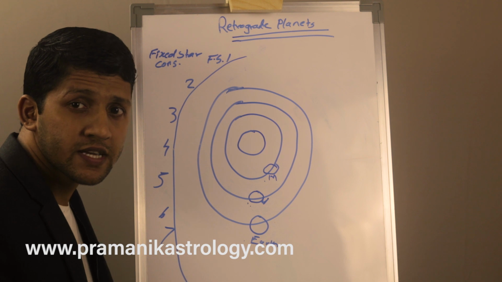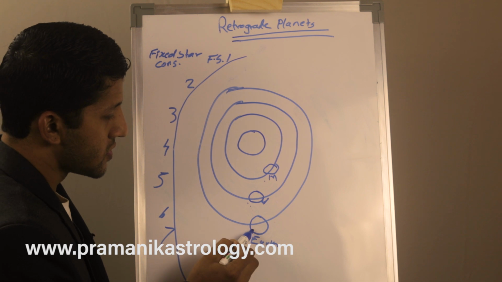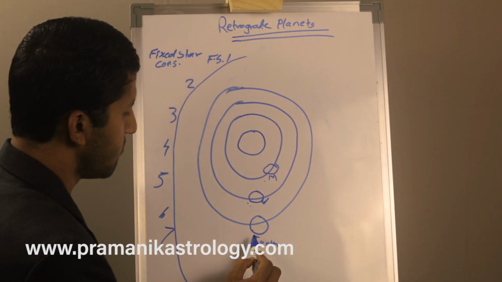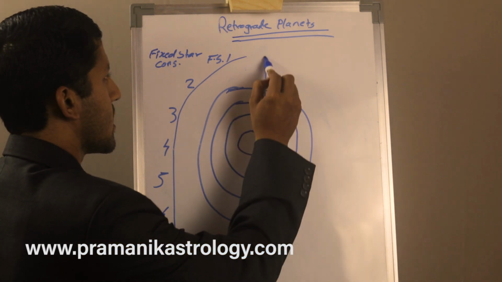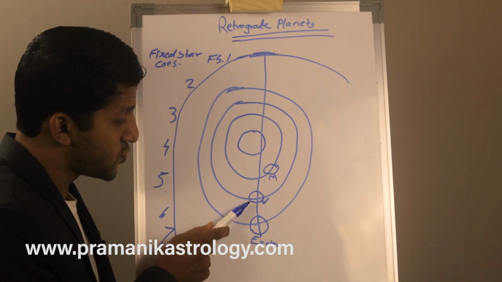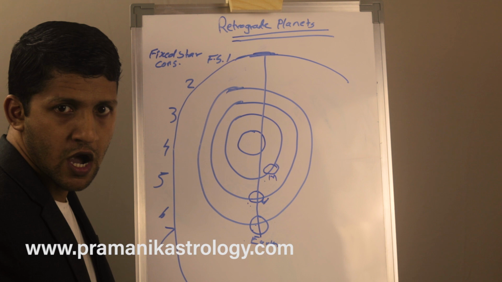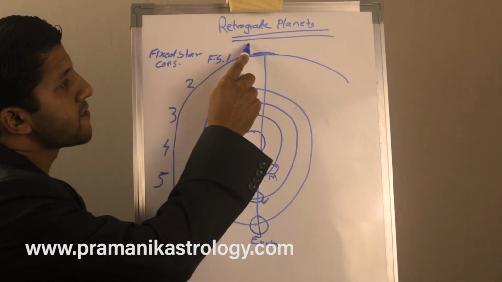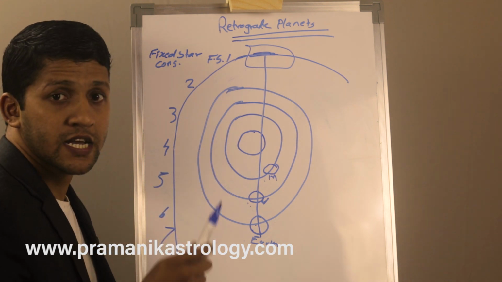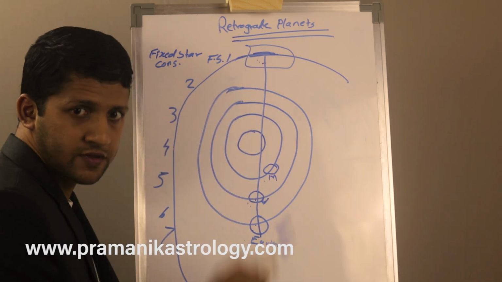Let's understand what retrogression is in this diagram. This is Earth, this is Venus. When we see Venus from Earth, we see Venus in context with some fixed star here. When we are looking at Venus from the Earth, we are looking at Venus at the backdrop of this fixed star. It may be anything that is fixed, right? So we are watching Venus from Earth at the backdrop of this fixed star.